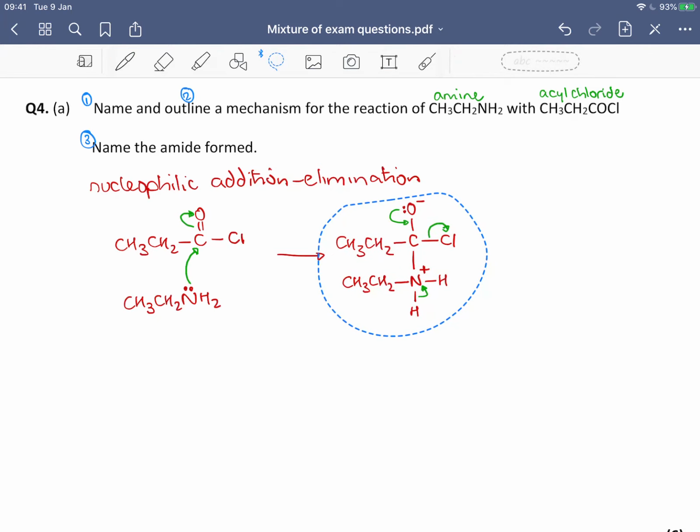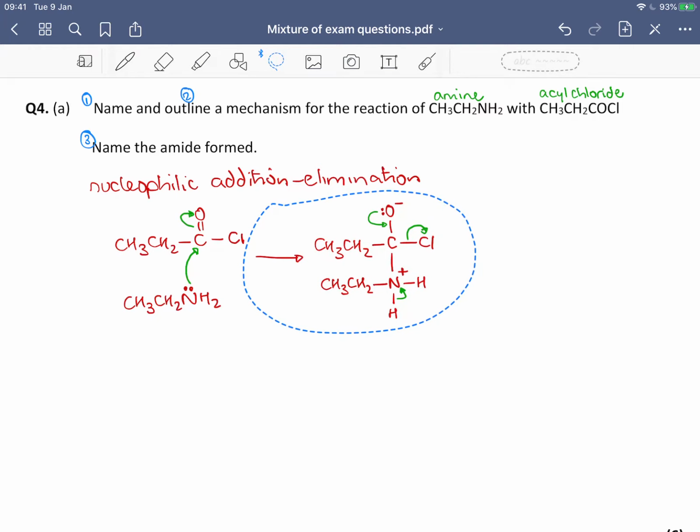And that would be enough to get the marks as far as the mechanism is concerned. But I'm going to draw the product, both because I think if we're doing a walkthrough we may as well, but also because we have to name the amide, and I think drawing the amide is going to make that a lot easier.